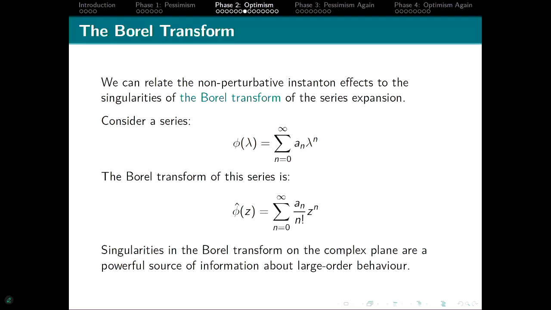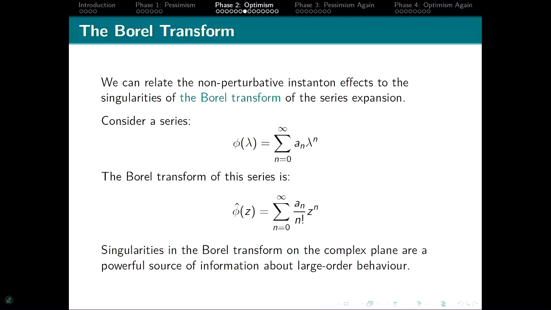So the key idea is this notion of a Borel transformation. So we start off with our perturbation series. The Borel transform is this series essentially. So we've kind of factored out a factor of n factorial. So Borel resummation is our tool for understanding factorial series essentially.